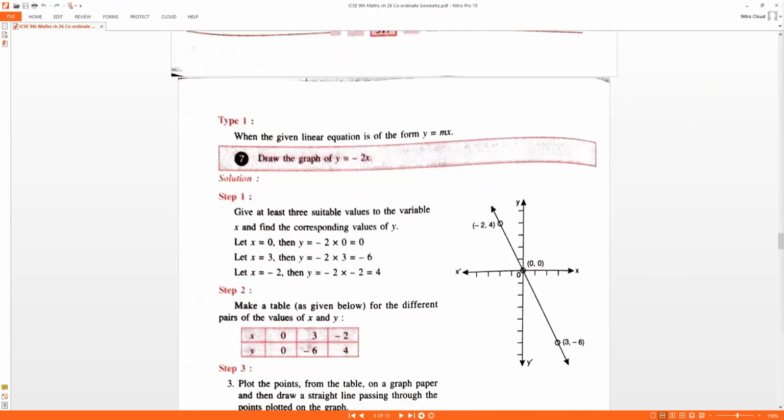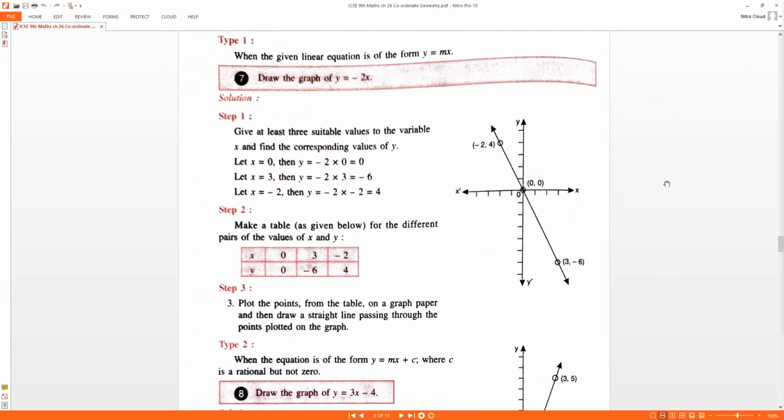Now we come to some other type of graphs, which are not typical lines, where linear equations are given and then we have to plot the graph. Don't draw anything right now, just try to understand what we are doing here. There are two types of lines which we are going to draw. The first type is lines which pass through the origin, inclined lines, like this, maybe like this.